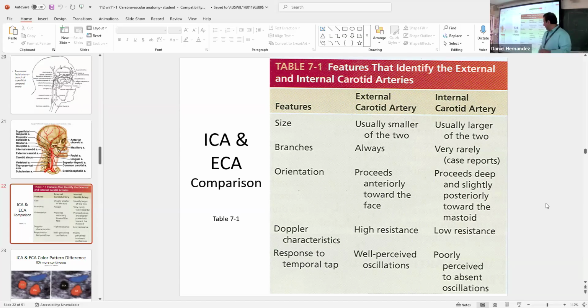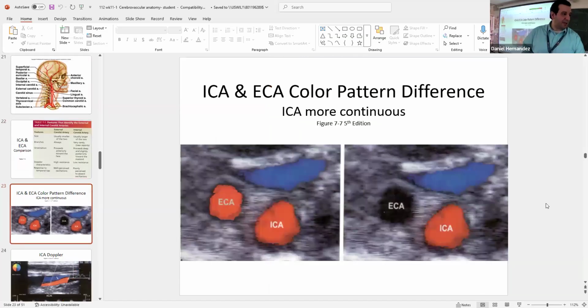And then that temporal tap maneuver. On the ECA, we have well perceived oscillations that we see, and then on the ICA, we have poorly perceived oscillations, so we can use that temporal tap.